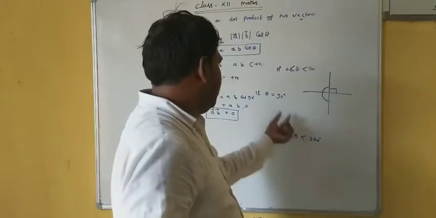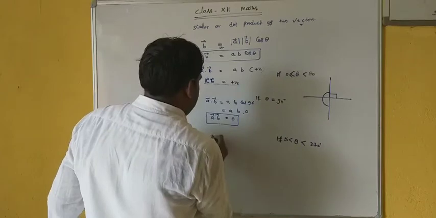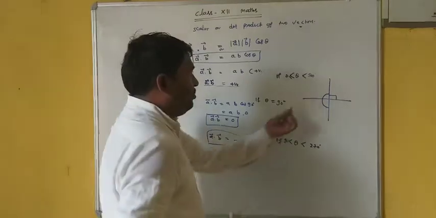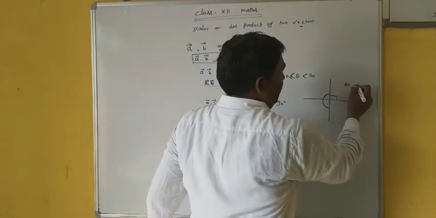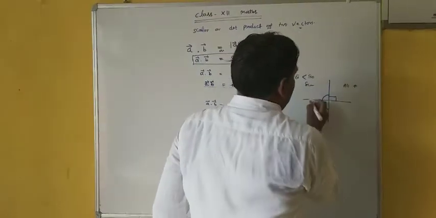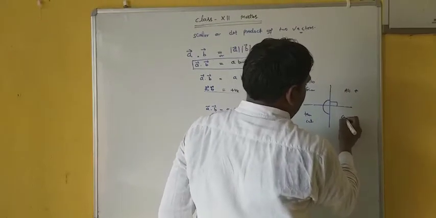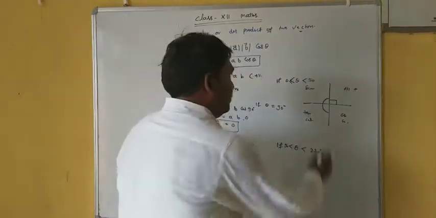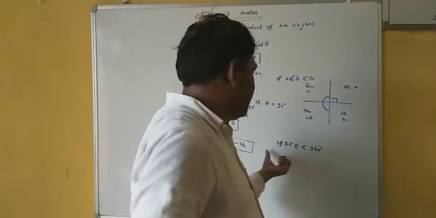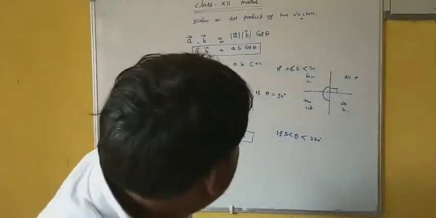So in this range, the value of cos theta will be negative. Therefore, here A dot B will be negative. As you know, in the first quadrant all trigonometric ratios are positive. In the second, sine and cosec are positive. Here tan and cot are positive. Here cos and sec are positive. So by using this, we can consider whether this dot product will be positive or negative. Now coming to the next point.